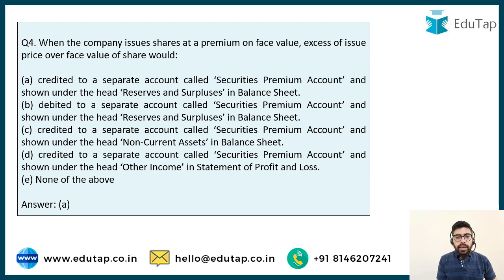So guys, now we can easily answer this question. When the company issues shares at a premium on face value, the excess of issue price over face value is going to be credited to a separate account called securities premium account, and this amount is going to be shown under the head reserves and surplus in the balance sheet. So clearly the answer is going to be option A here.